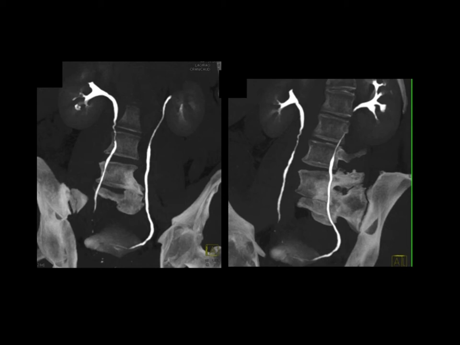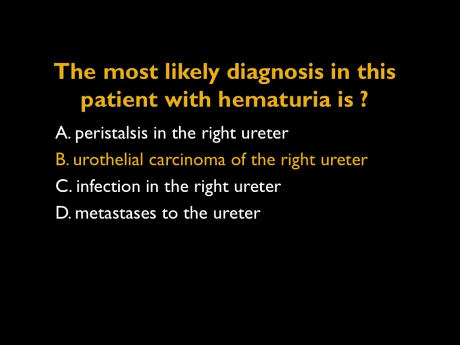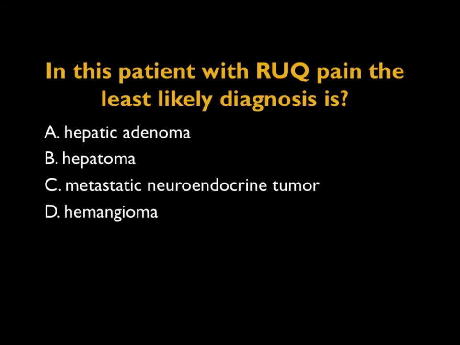Yes, we can get mets to the ureter, and breast cancer does give you metastasis to the ureter, for example. So does renal cell occasionally. But in this case, this is classic for an infiltrating tumor, classic for transitional cell carcinoma. This is a great case.